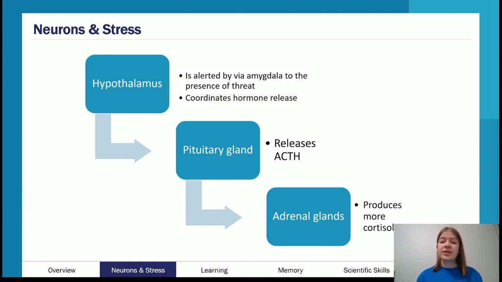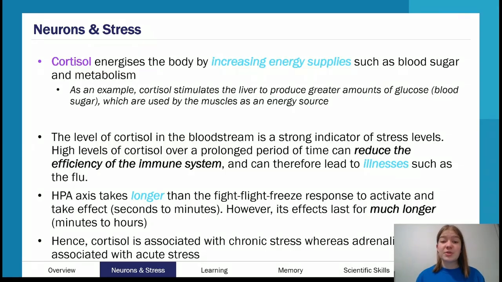The pituitary gland is going to release adrenocorticotropic hormone, or ACTH, which is then going to signal to the adrenal glands to produce more cortisol, which we know is a stress hormone, and particularly implicated in longer-term stress than our just immediate snap response. So cortisol can be quite beneficial for us in terms of increasing our blood sugar, so we've got more energy to deal with this in the short term.